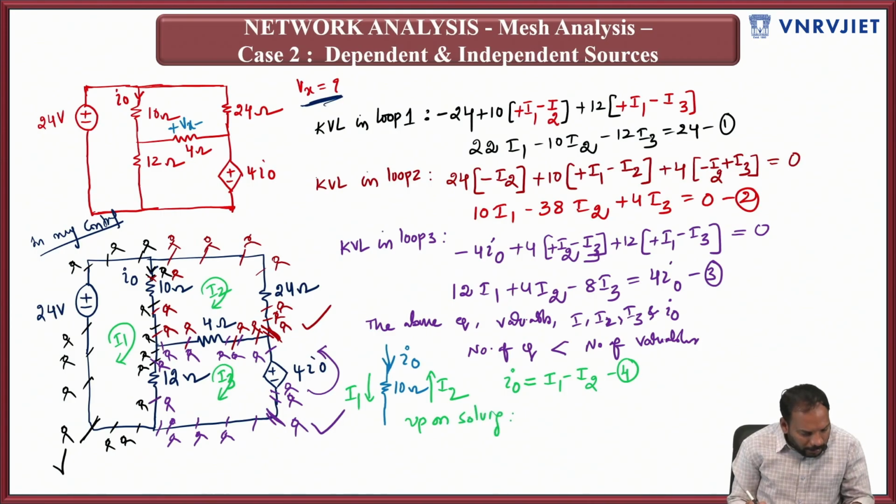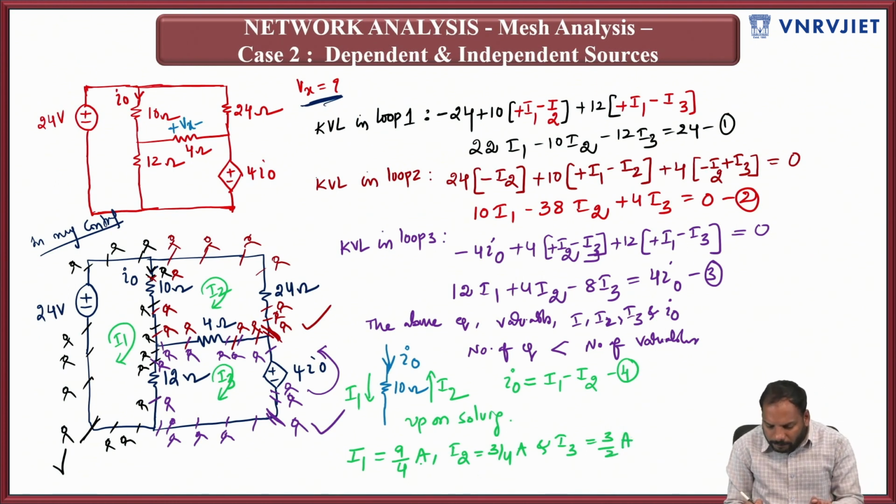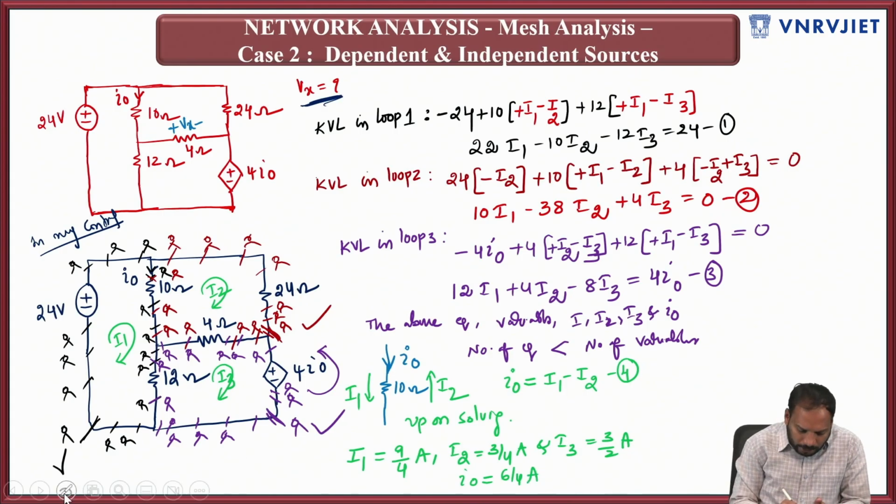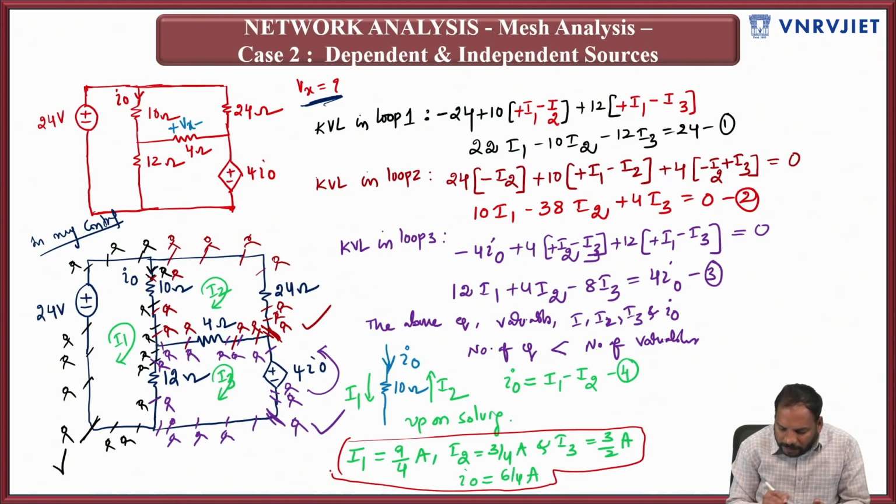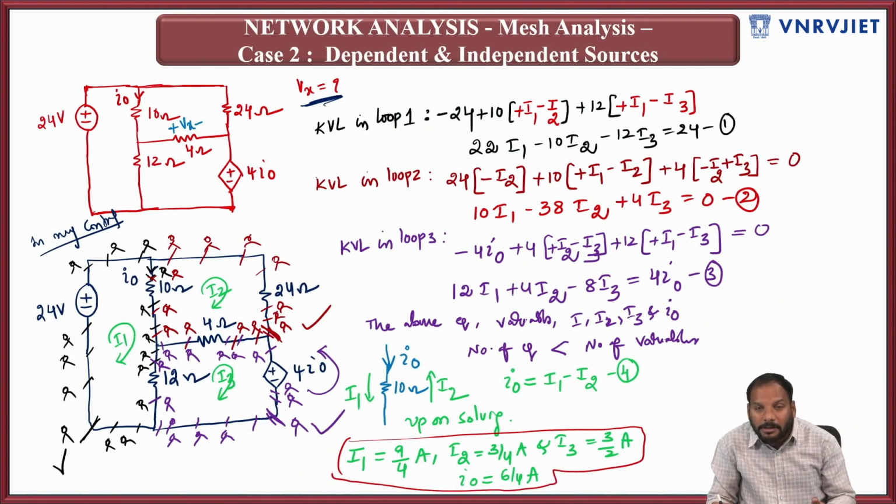we will get the values of I1, I2, I3 as I1 is equal to 9 by 4 amperes, I2 is equal to 3 by 4 amperes and I3 is equal to 3 by 2 amperes. And I0 is simply I1 minus I2, right? So I0 is 9 minus 3, that means this will be 6 by 4 amperes. So finally you got all the 4 variables, that is the loop currents I1, I2, I3 and the dependent parameter, that is I0.